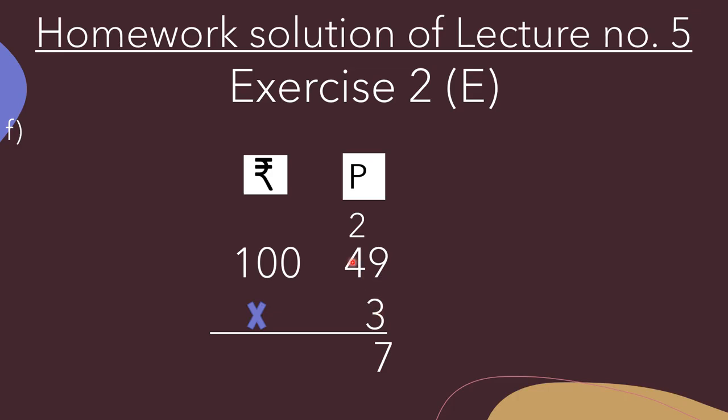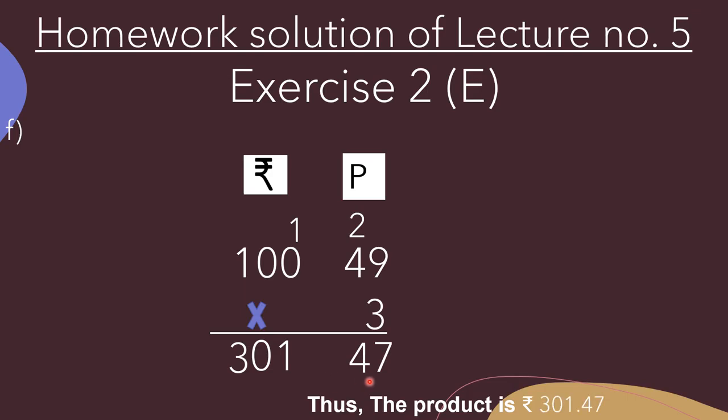Now 3 4s are 12, 12 plus 2, 14. So here we will write 4 and 1 will be carryover. Now 3 zeros are 0, 0 plus 1, 1. 3 zeros are 0, 3 ones are 3. So what is the answer? That is rupees 301.47. This is the product.